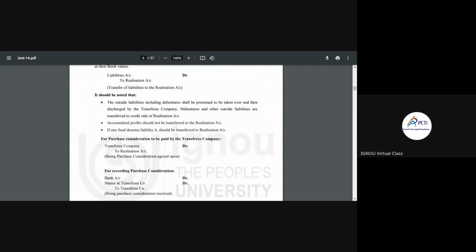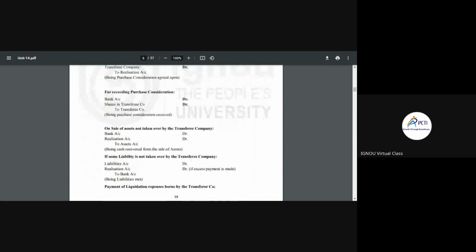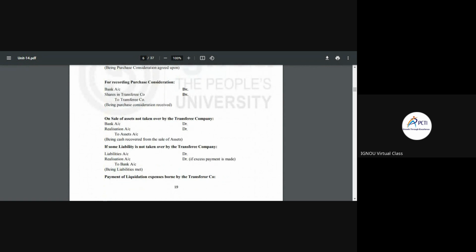Our next entry will be passed for the purchase consideration to be paid by the transferee company. The entry which will be passed is transferee company account debit to realization account, and the narration will be being purchase consideration agreed upon. Our next entry will be for recording purchase consideration. The entry will be bank account debit, shares in transferee company account debit to transferee company account.